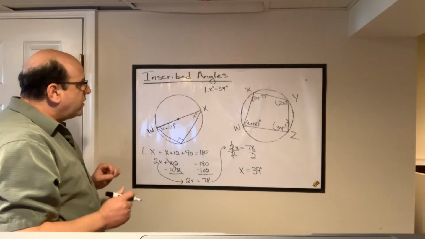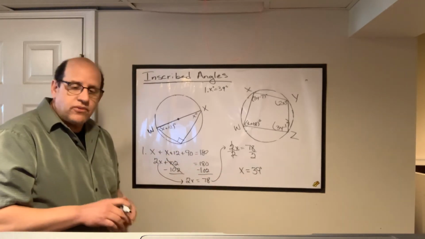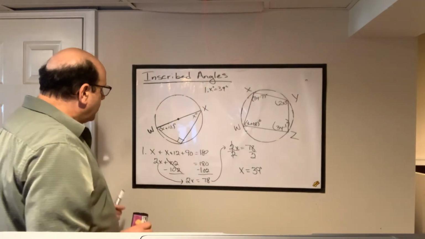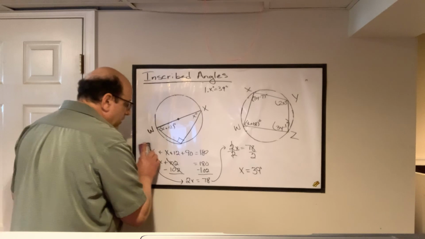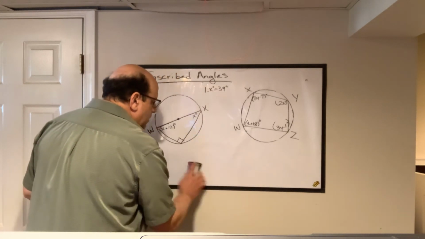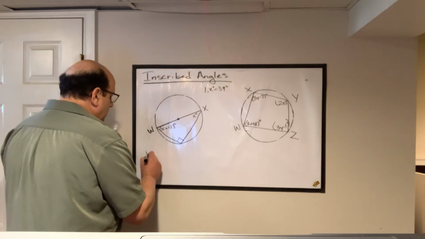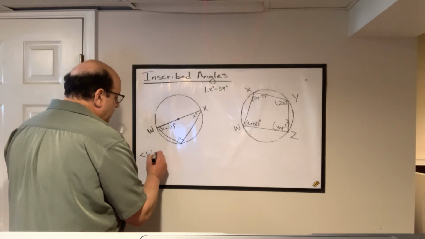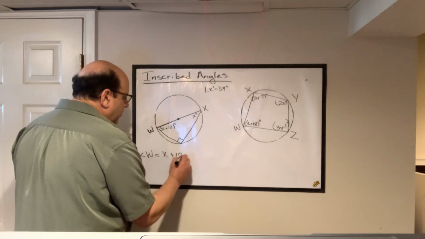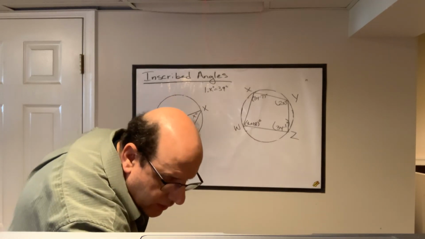And when I want to find w, all I'm going to do is take that value that I have for x and input it into the expression that they give us for w. So I'm going to erase this, and input a value for x into my expression. W, the measure of w, is equal to x plus 12. Well, we already know that x is 39, so I'm going to input a 39.